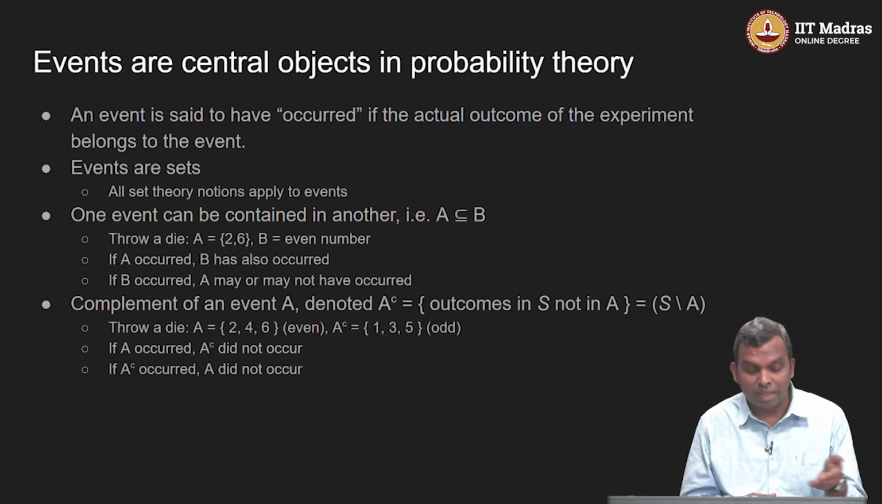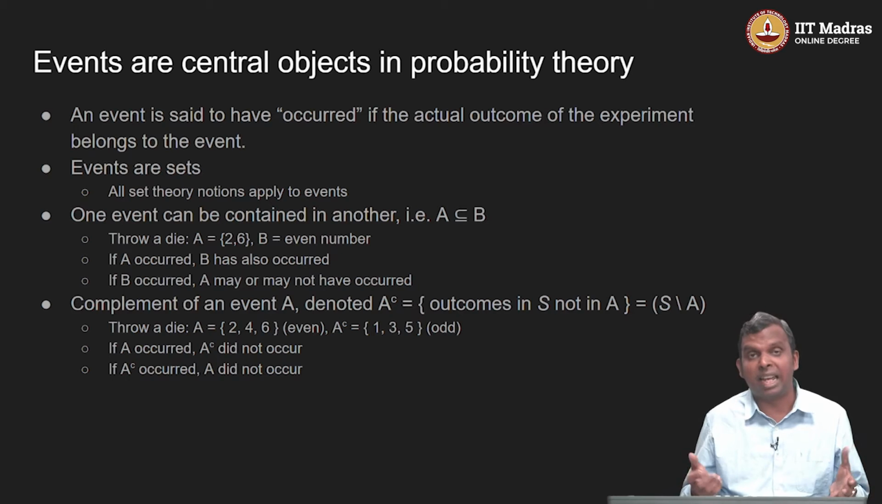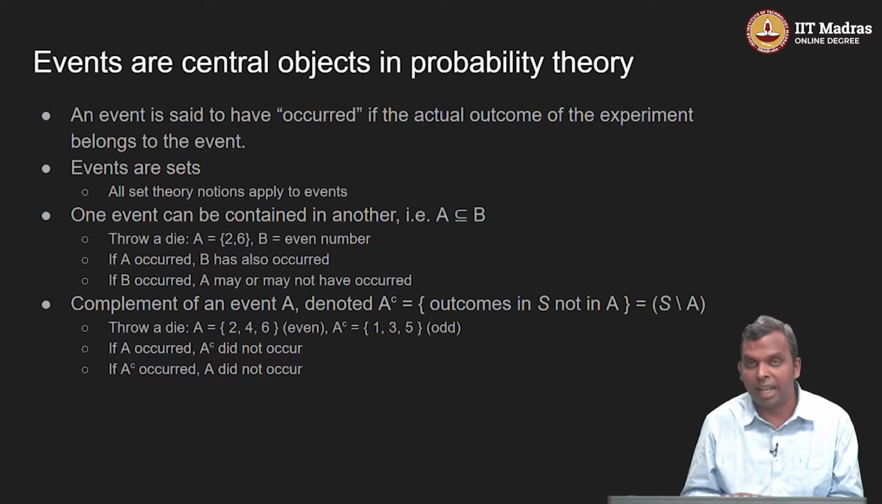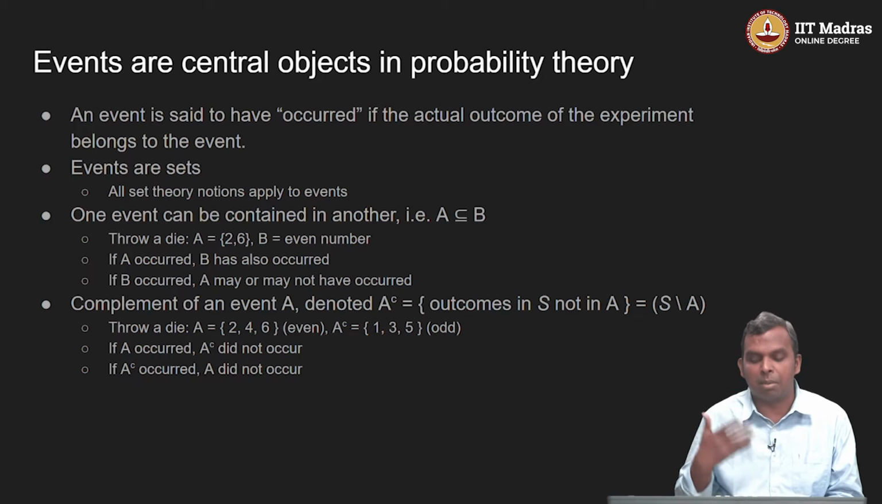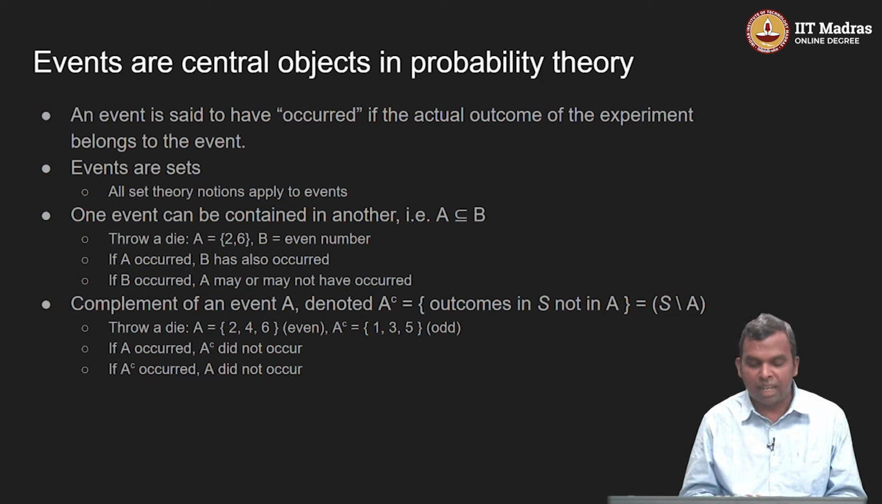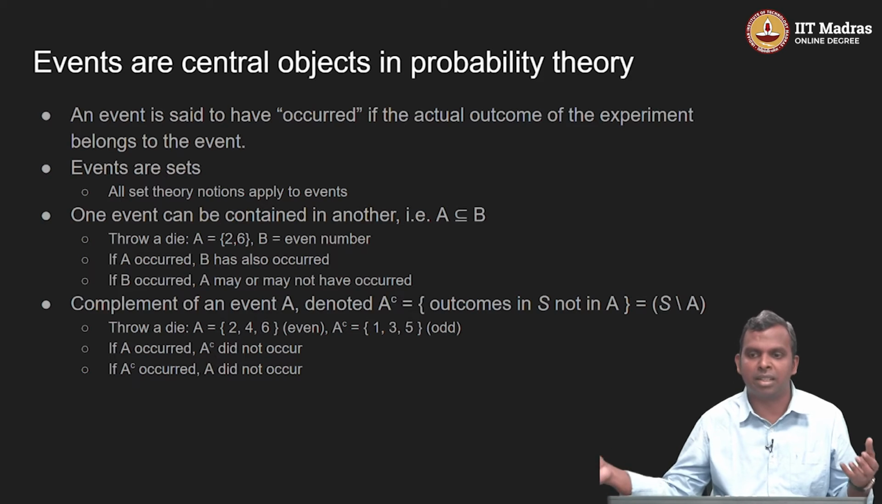Okay, so here's an example for you. Once again, throwing a die is the simple example I've used. If you're interested in the event A, which is even number, which is 2, 4, 6, then the A complement clearly is 1, 3, 5, which is the odd number event. Okay, so you see again, this is of interest to us, and notice the connection between this mathematical operation of complement and what happens physically in the experiment and outcome.